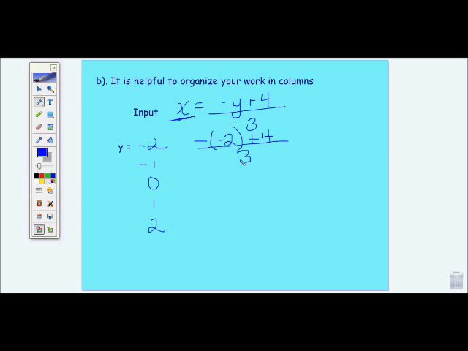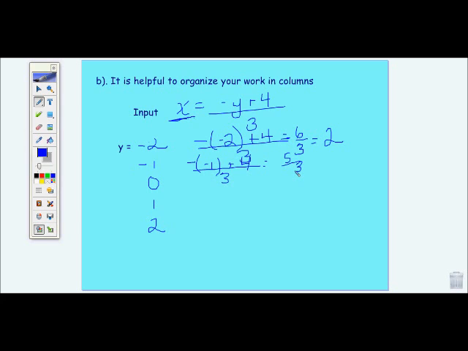So in this one I have a negative negative 2. So that would change to a positive 2, and plus 4. So I would have 6 over 3. And again, I can reduce that to 2. So when y is negative 2, x is going to be 2. Doing the same thing for the next one, I would have a negative negative 1 plus 4, divided by 3. I would get 1 plus 4, which would be 5. And this time I'm going to leave it as an improper fraction, 5/3.